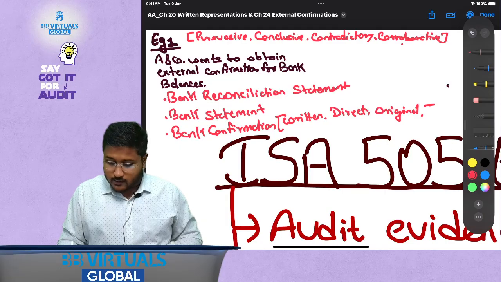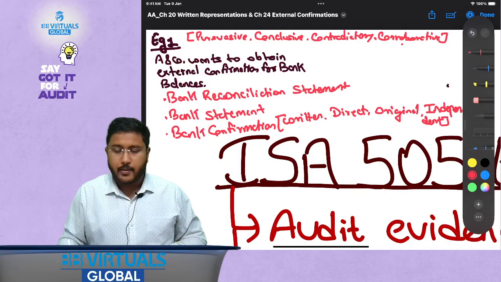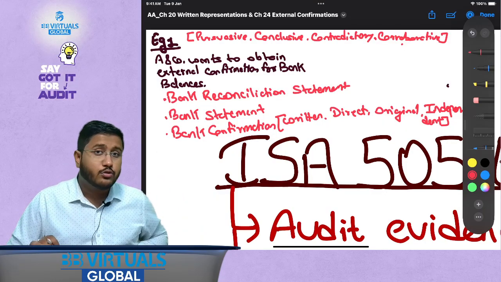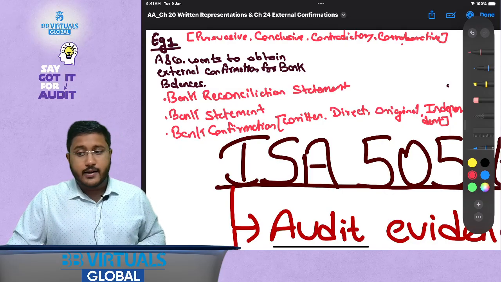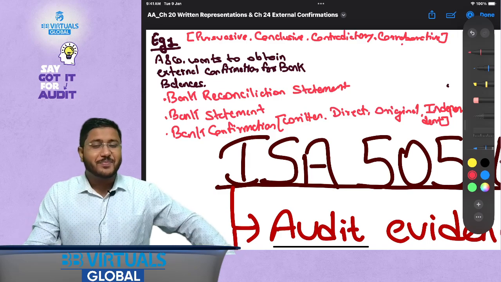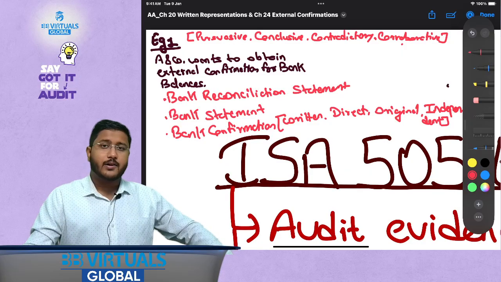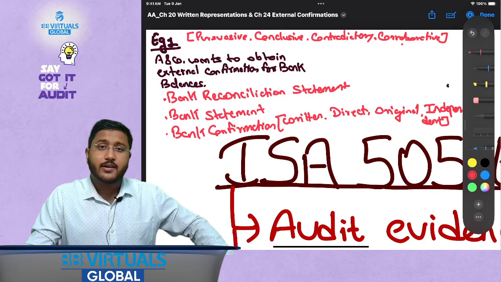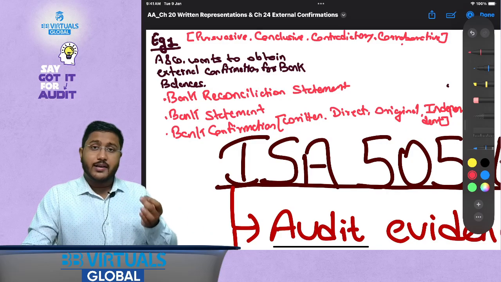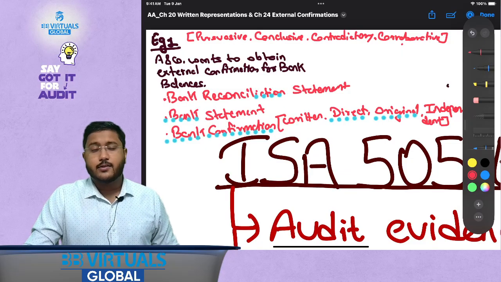That is why this becomes one of the most important evidences, because it is written, direct, original, and from an independent source. That is, the source is generally not dependent on the organization. So this becomes one of the most reliable sources of audit evidence. So if there is a question in the paper asking which is the most reliable source of audit evidence, we generally write external confirmations. Why? Because these are written, original, direct, and independent. That is why it makes them very reliable.